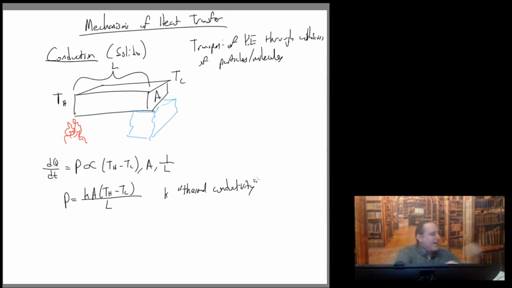And I'm going to look up the values for a few things just to give you an idea. But for metals, this is typically going to be a very high number. And for an insulating material, it will be a very low number. So for copper, Cu is copper, the coefficient is 385 watts per meter degree Celsius.